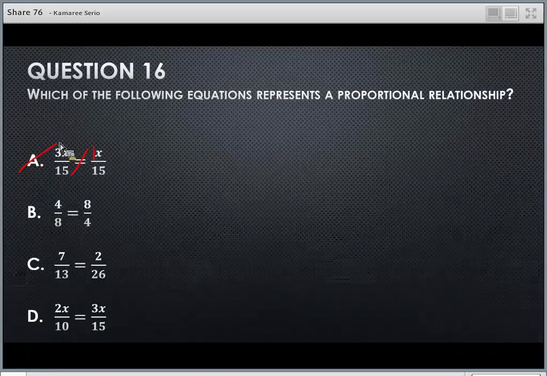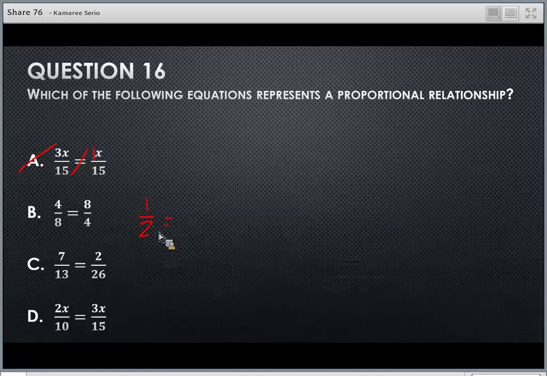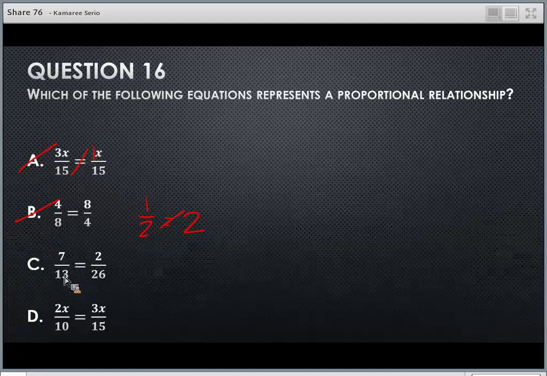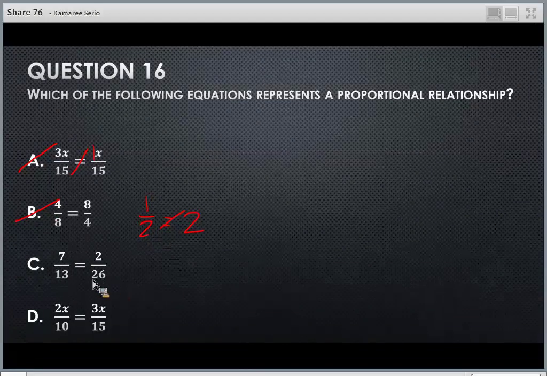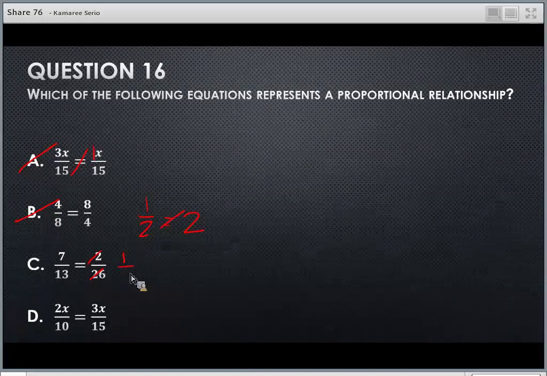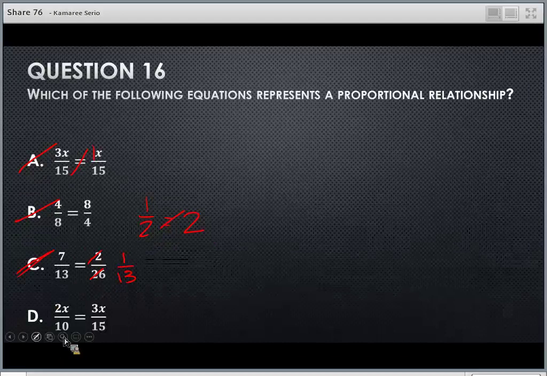If I look at b, I have 4 over 8, which is 1/2, over 8 over 2, which is 2. These are not the same, not proportional. If I look at c, 7 over 13 can't be simplified, but 2 over 26 can, because they're both even. I can divide both of them by 2 and get 1 over 13. Those are not the same.